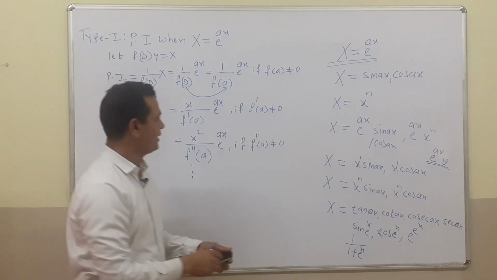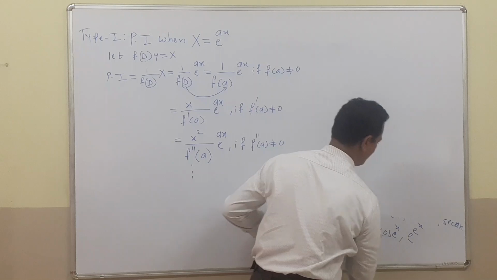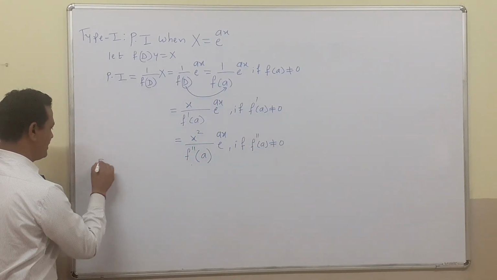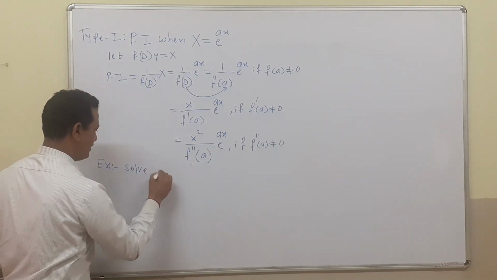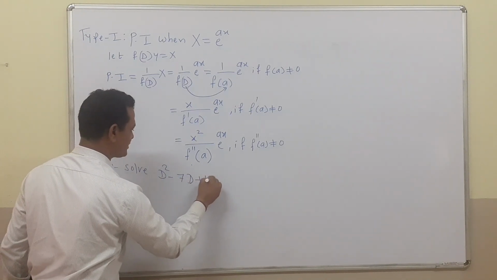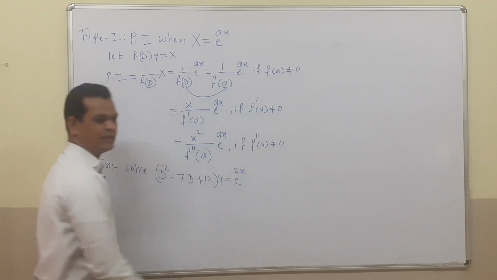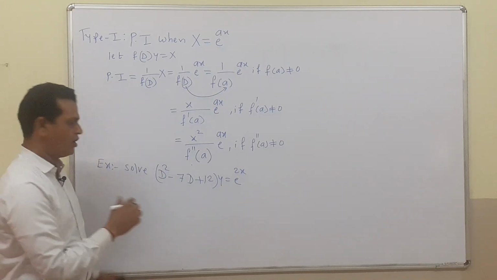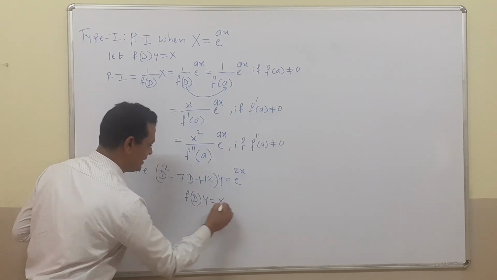Now to explain this type, let me give one example. Let's discuss this with the help of one example. Solve the equation D square minus 7D plus 12 y is equal to e raised to 2x. Let us take a simple example. Now observe that this is a linear equation of the form f of D times y is equal to capital X.